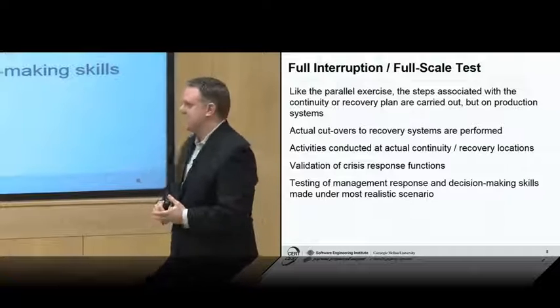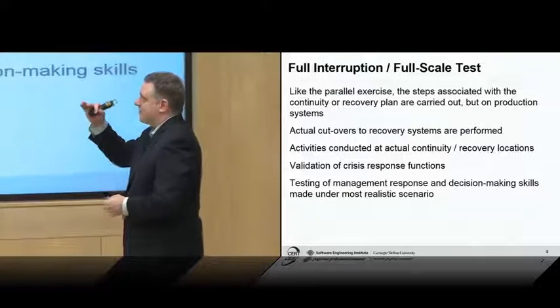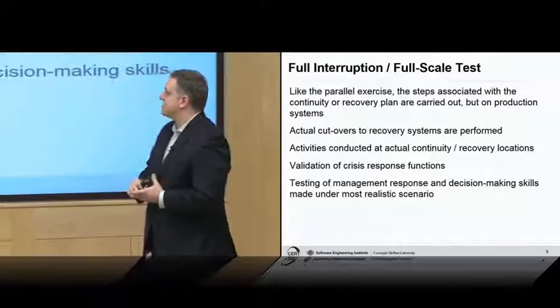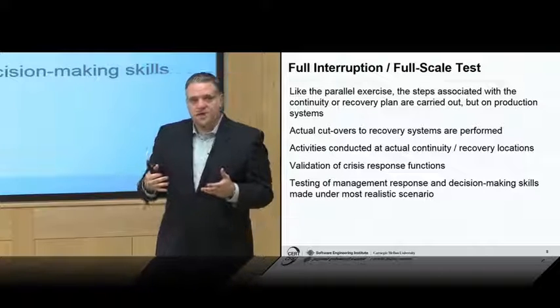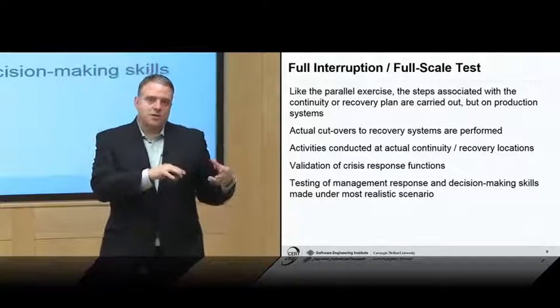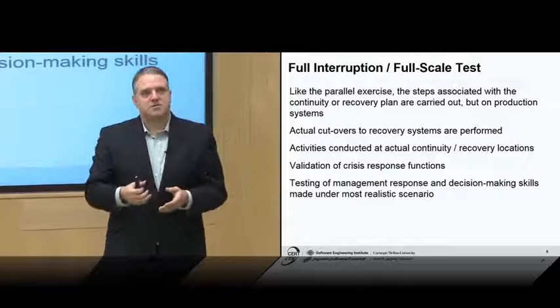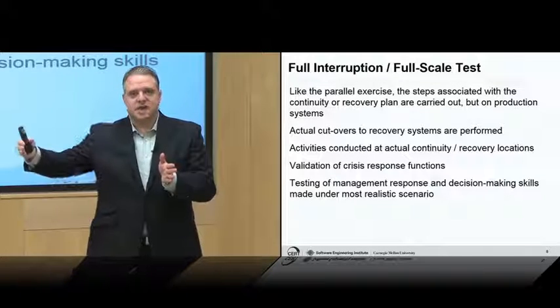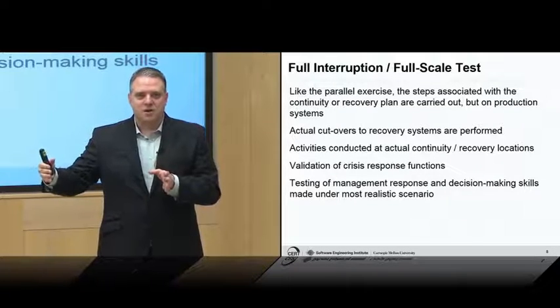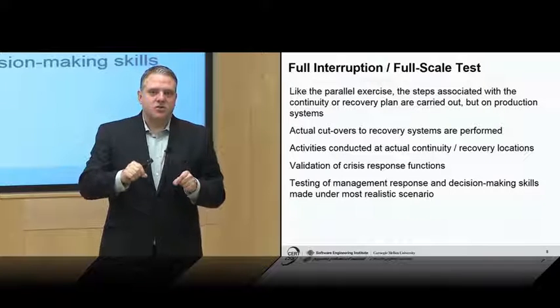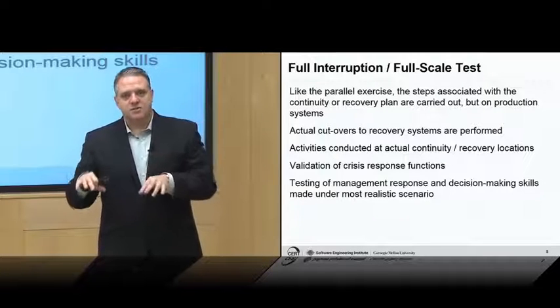And then the last one on this chain, at the top of the complexity scale, is this full interruption test or a full scale test. And just like the one on the previous screen where we're talking about parallel exercise, we're actually going to do the steps that our plan calls for. But we're actually going to do it on our live production systems.